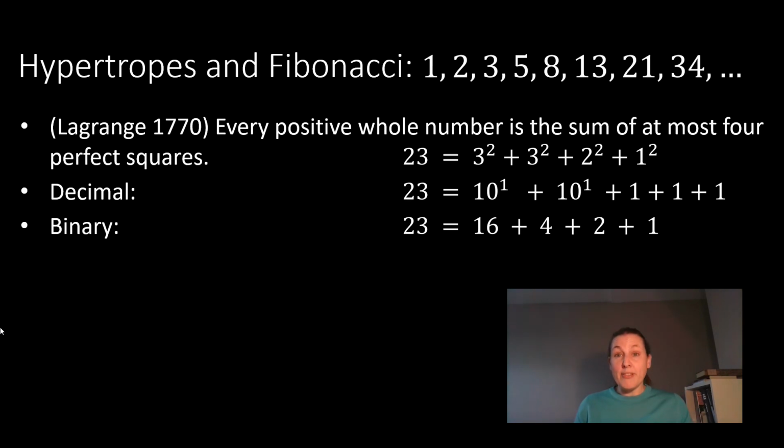The good thing about the binary expression for a number is that it uses each power of 2 either 0 times or 1 times. So any number is a sum of distinct powers of 2. So 23 is 16 plus 4 plus 2 plus 1. So we've got that distinct way, and there's exactly one way of doing it. So for the binary expansion, any positive integer is the sum of distinct powers of 2 in exactly one way.